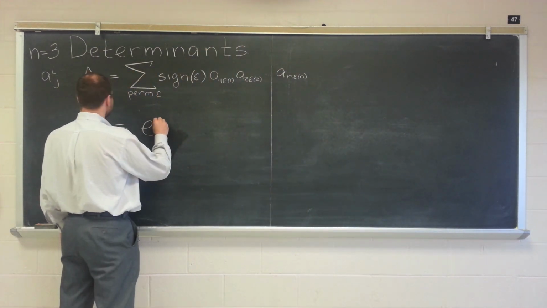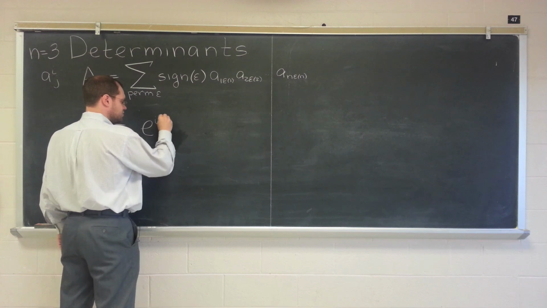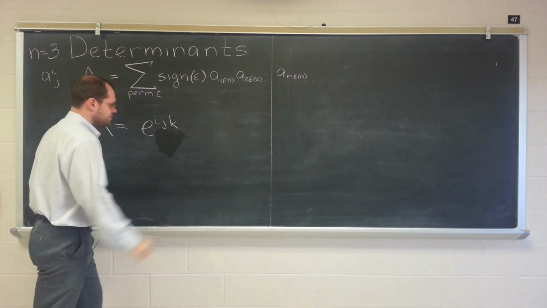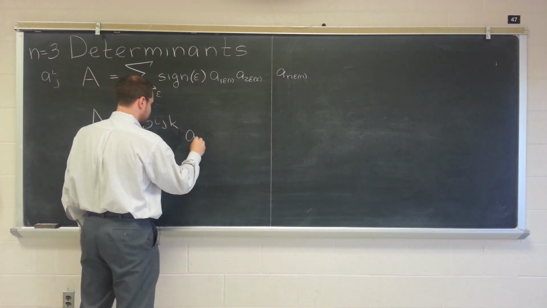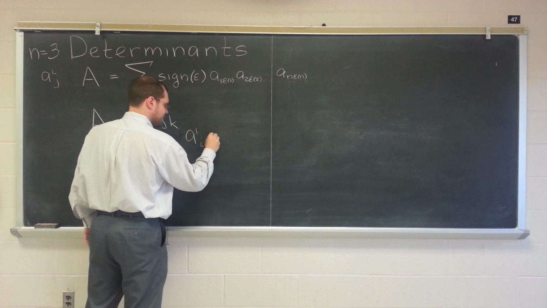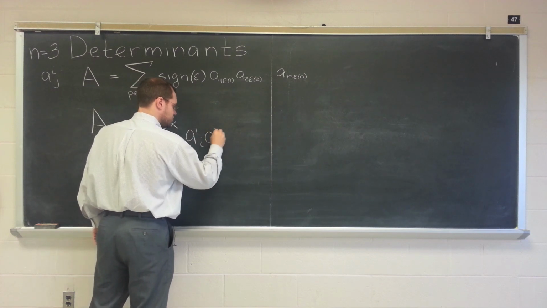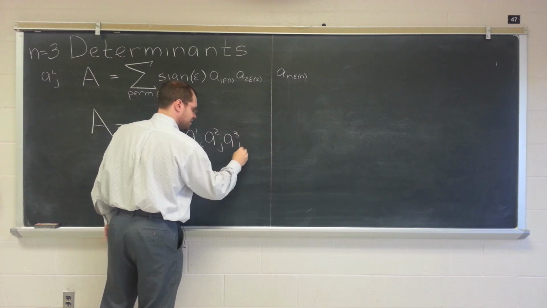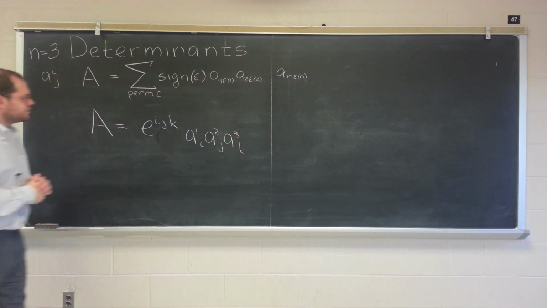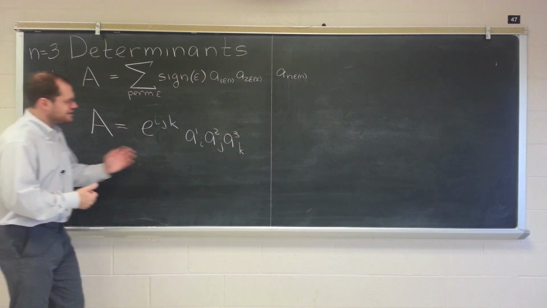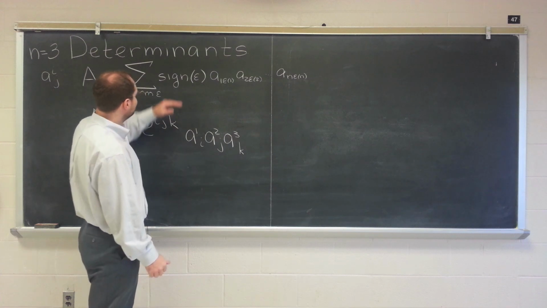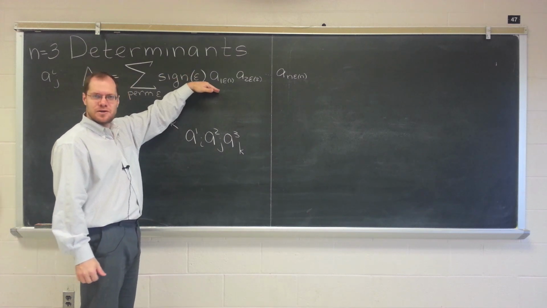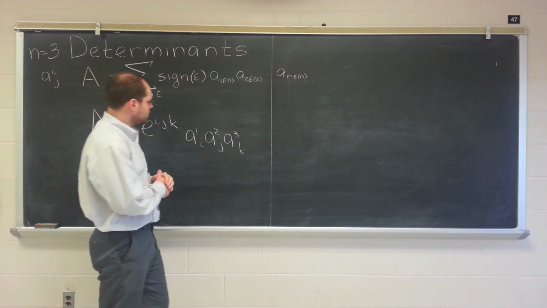All right, epsilon I, J, K, A1, I, A2, J, A3, K. I don't think words would really help to see why this definition matches this one for n equals 3, but let's see.